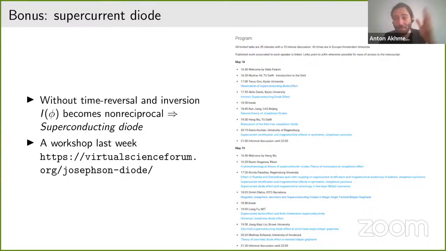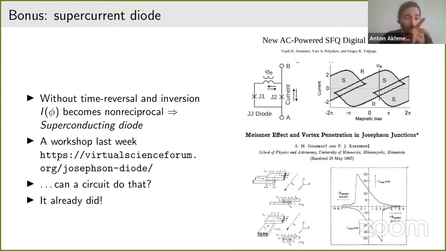But you could guess where I'm heading now. As I was learning about the superconducting diodes, I of course asked whether a circuit can do it. And we actually started a project, started exploring what we could do. And we were extremely enthusiastic until actually Vala did a more systematic literature search, and he came up with this conclusion: not only can a circuit, a super Josephson circuit, make a Josephson diode, it already did.